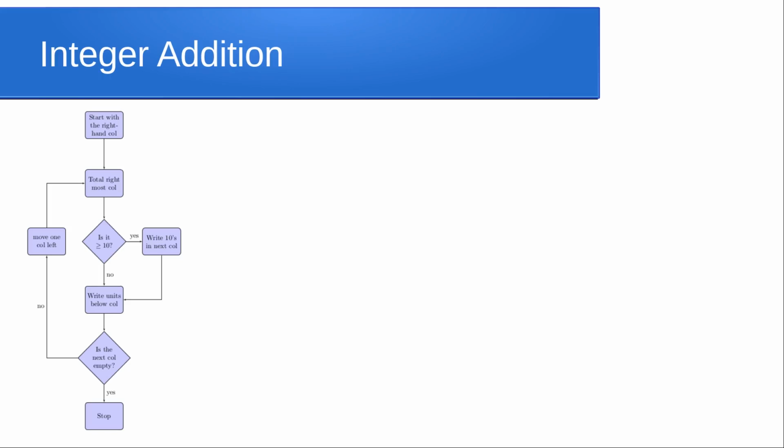The next slide will show you a couple of examples, but the process that we actually follow is shown here. We start at the right hand column, we total that column. If it's bigger than 10, we write the tens part in the next column along and the units part below. If it isn't bigger than 10, obviously that bit doesn't exist, and we just do the units part. We then check to see if we've finished. If there's no columns left, we stop. If there are more columns left, we go back to the next column along. Let's have a look at a couple of examples.